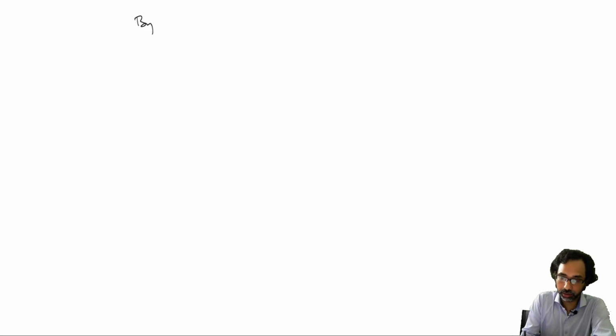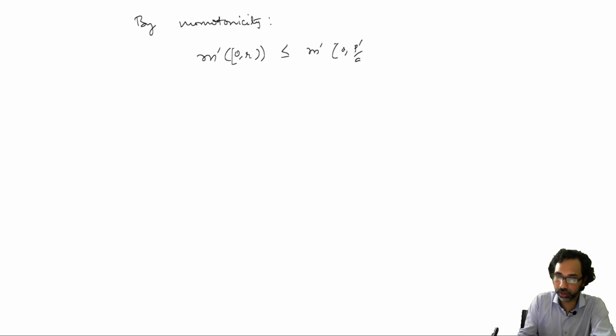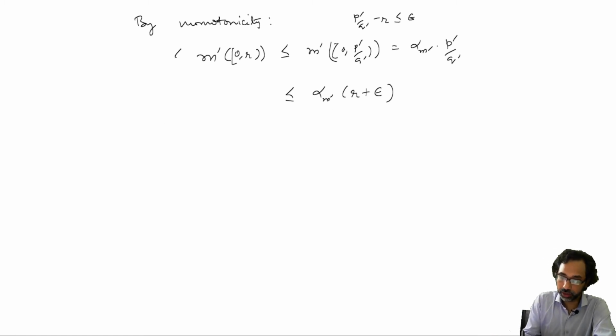So by monotonicity, we get that M prime of 0, R is less than or equal to M prime of 0, P prime by Q prime now, and this is nothing but alpha M prime times P prime by Q prime. But since we have chosen P prime by Q prime minus R is less than or equal to epsilon, so this is less than or equal to alpha M prime times R plus epsilon.